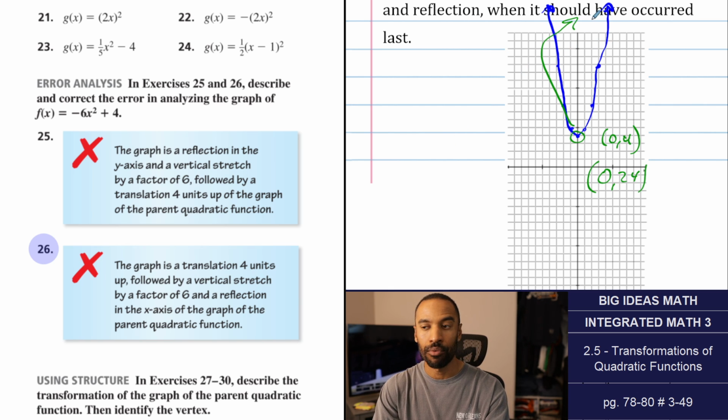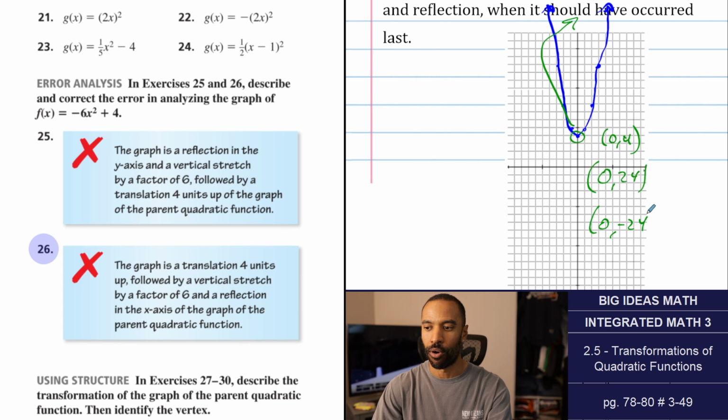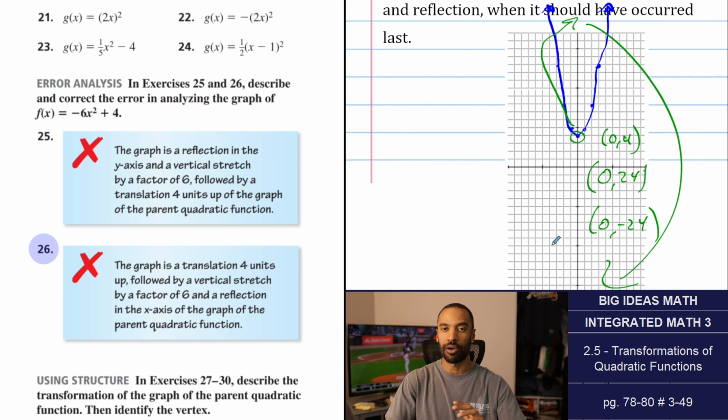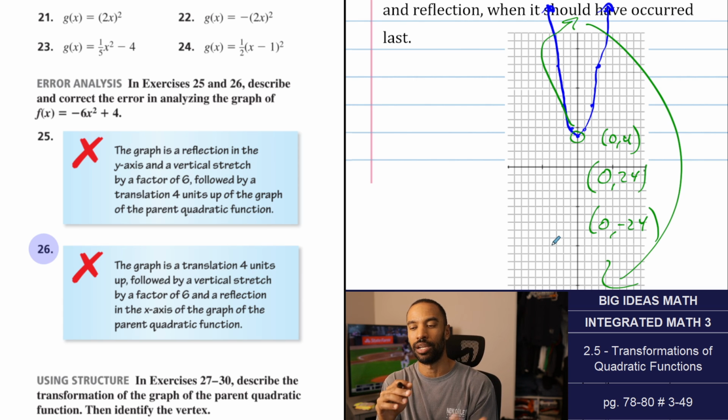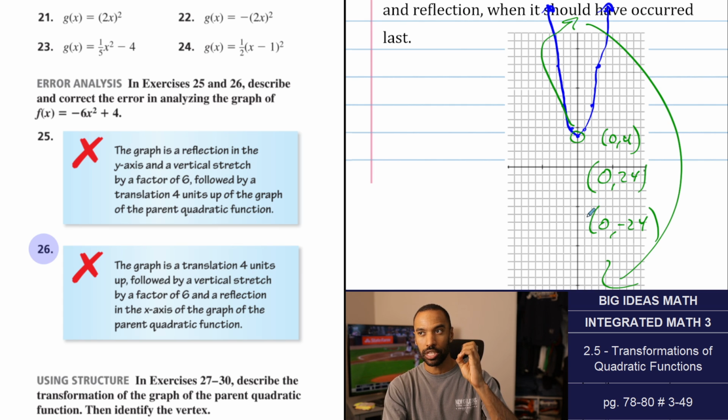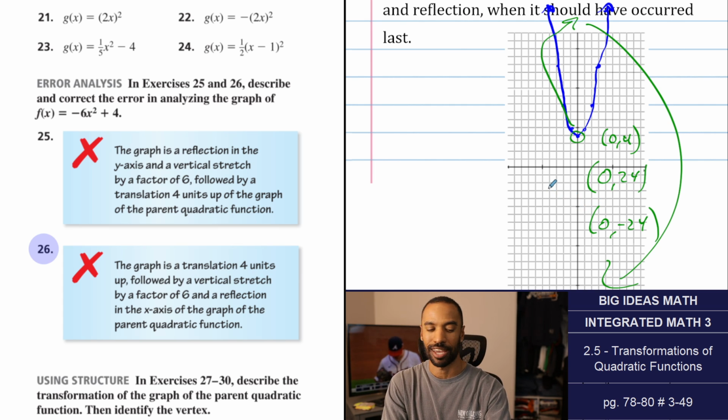And then, oh, by the way, reflected over the x-axis. You know where it would now go? 0, negative 24. It would totally flip over and go down there. The rest of the graph would also be 6 times taller and upside down, but every point goes with it. So mentioning translation first means once you translate the vertex, everything you do after also affects the vertex.